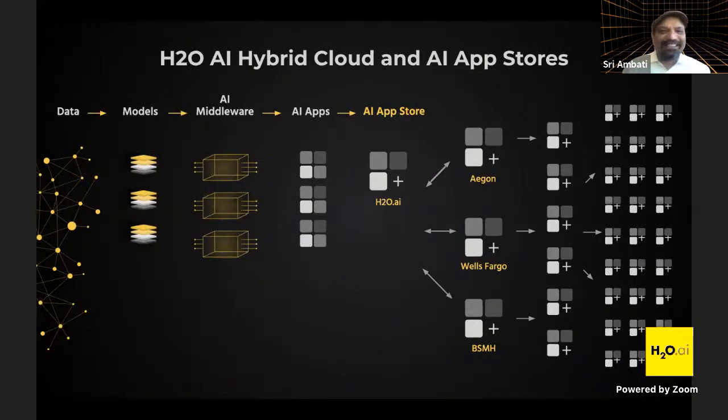Suffice to say, today we have a few great customers on stage who are going to talk about their experience. Aegon in insurance, Wells Fargo in finance, and BSMH in health. But suffice to say, starting from the customer, from the end user, how they are transforming and aiming to transform their user experience, their customer experience, is going to be at the heart of how H2O is going to evolve its app stores. But the app stores are coming from our incredible low-code framework Wave and powered by the AI engines that we have historically been known for.